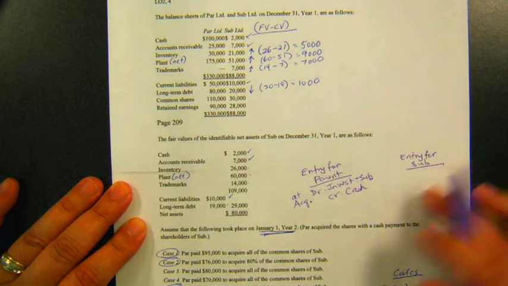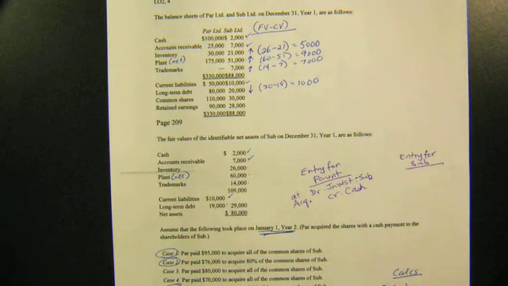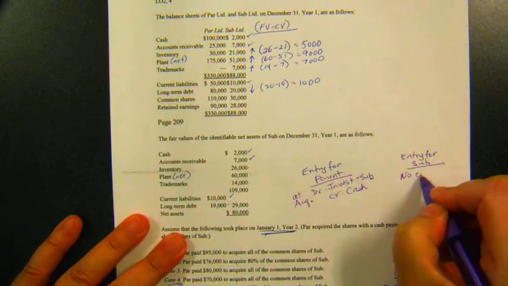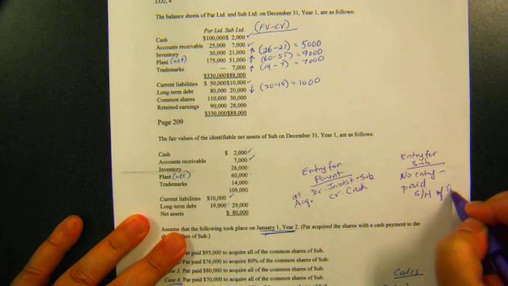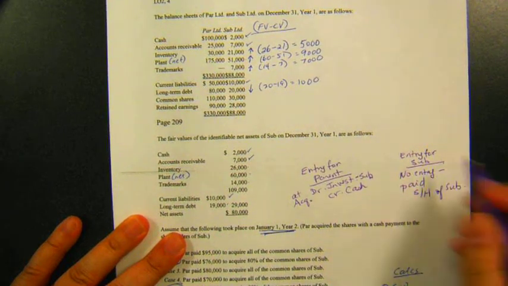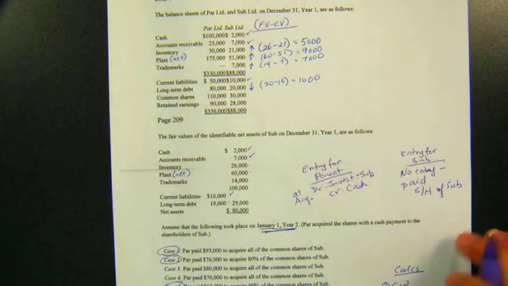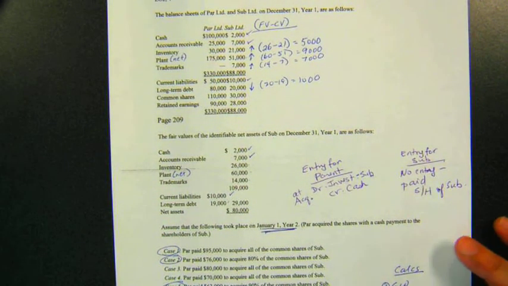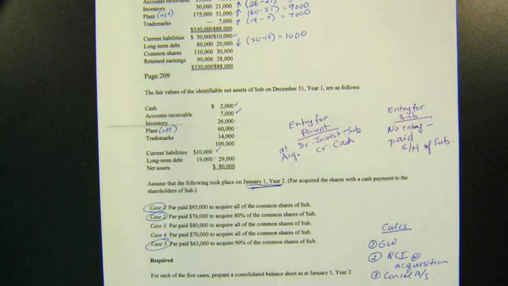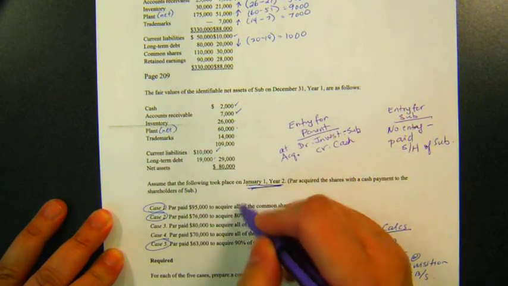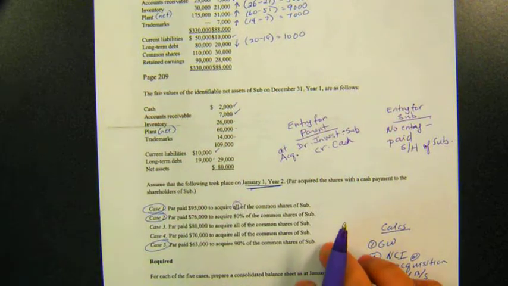Okay, entry for sub. Did we pay anything to the actual sub on their books? No. Here's the sub sitting here. We went to their shareholders and paid. No entry, paid shareholders of sub. So that's just a little review on the entries on their books. Okay, so let's look at case 1: $95,000 to acquire all of the common shares of sub.